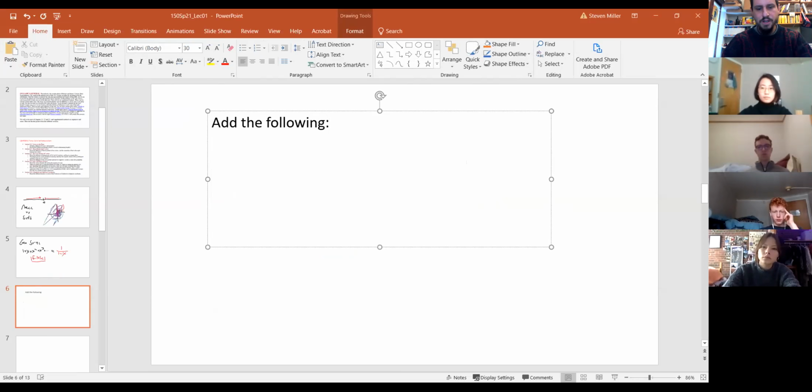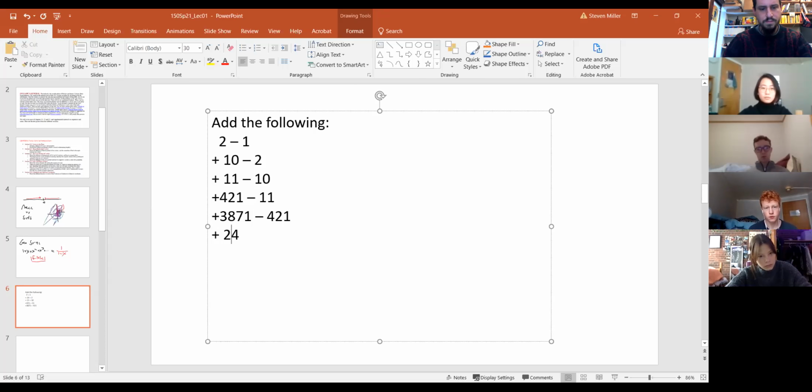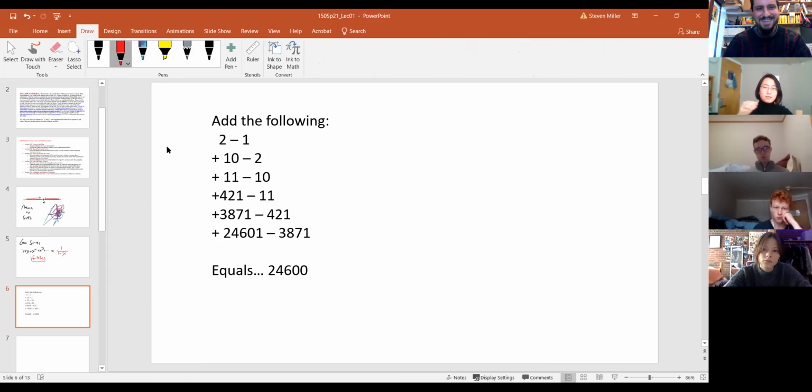Can people see that? All right, first one to get this right is going to get some extra credit. What is this equal? 24600. Excellent. And how did you get it so quickly? Diagonally they crossed out. Yes. So I'm trying to see if it will let me draw. Good. So the 2's cancel. And then the 10's cancel. The 11's cancel. The 421's cancel. Everything cancels, and you're left with just the first minus the last.